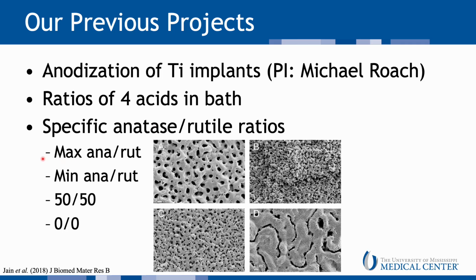So we were able to achieve maximum anatase and minimum rutile phase, achieve the reverse where we minimize the amount of anatase, come up with an acid bath combination that achieved an equal 50-50 ratio of the two phases, and also one that would result in the more traditional non-crystalline surface that was totally amorphous.